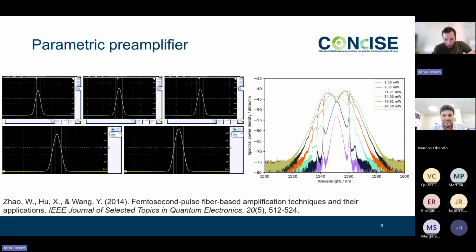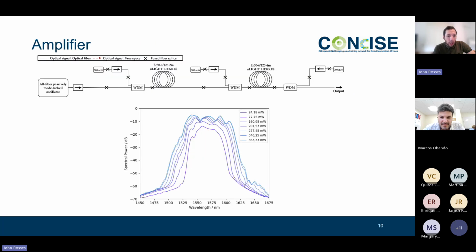So at this point, with the maximum current, we achieve 100 milliwatts. So we want more. And then we put another stage with a double pump, with the same fiber as the stage before. And we achieve even more power.